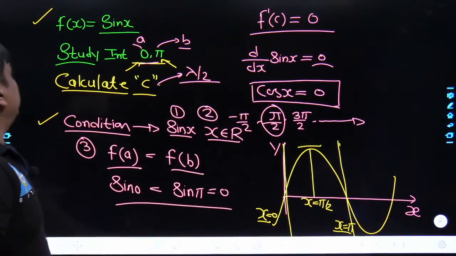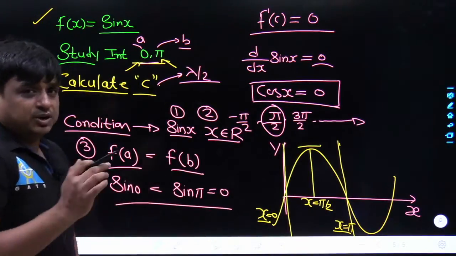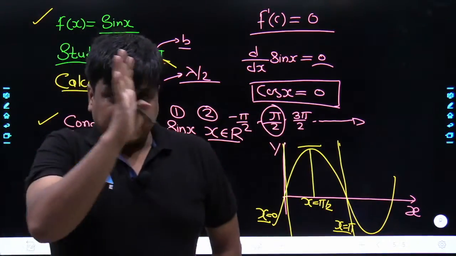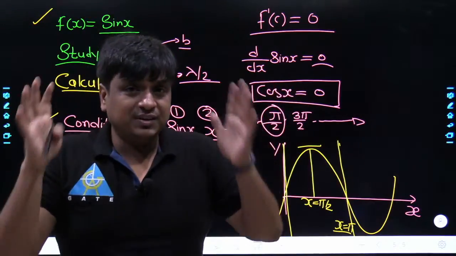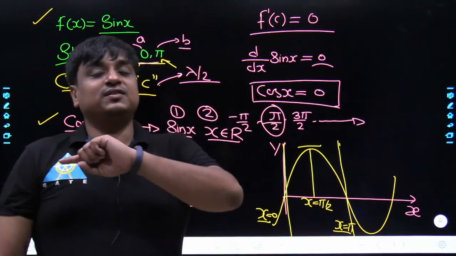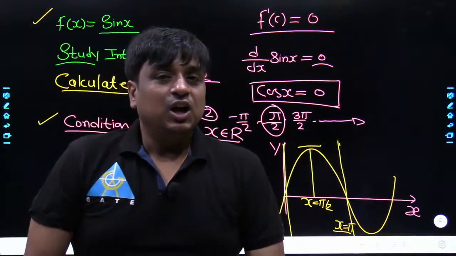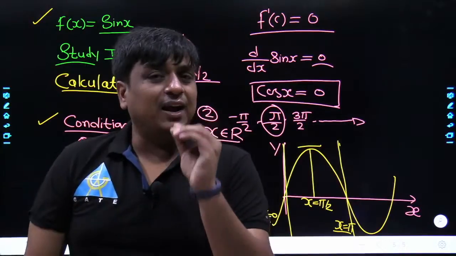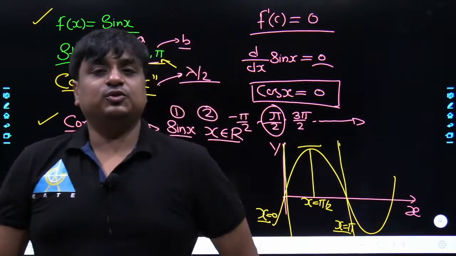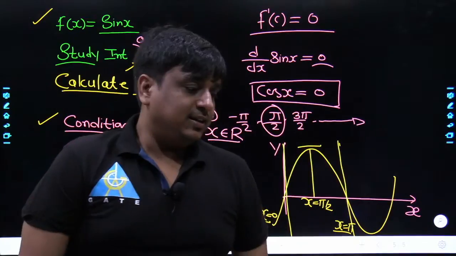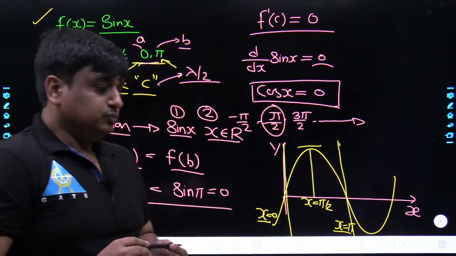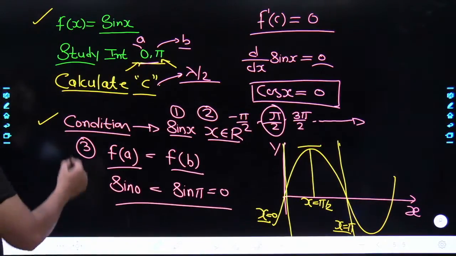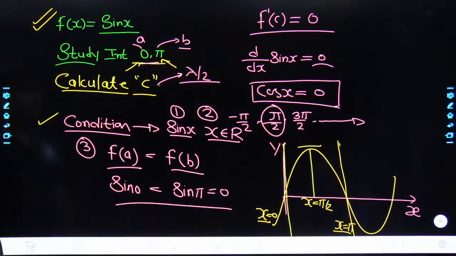So I would recommend whenever you have a problem related to the RMVT, what you do? First you try to check the value of the function at the extreme left side and extreme right side, whether they are the same or not. If they are the same and the function is found to be continuous and differentiable within the closed and open interval of f of x, at least one c would lie in such a way that the slope of the function would become 0 at that point. Is the part clear? Hopefully I could communicate what I wanted to communicate to you guys.